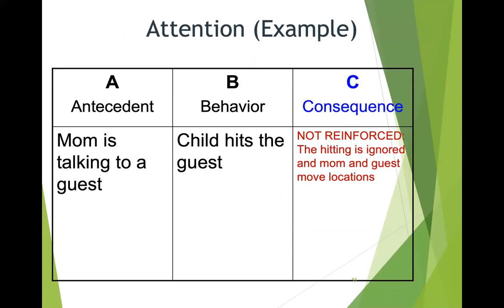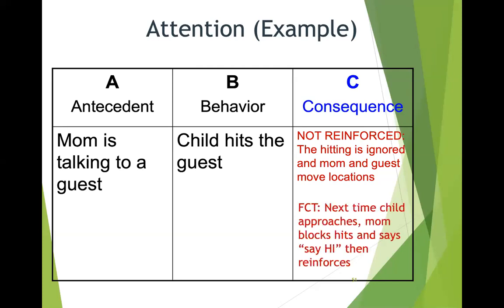All right, so we are going to look back at our attention example for this. So we have mom who's talking to a guest, child hits the guest. As a consequence, we want to make sure that we have not reinforced the hitting by ignoring and moving locations. Utilizing FCT, we can next time have the child approach mom. Mom could block the hitting and say hi, and mom will say hi to teach that child to say hi or give a greeting, and then reinforce with attention for that appropriate response.